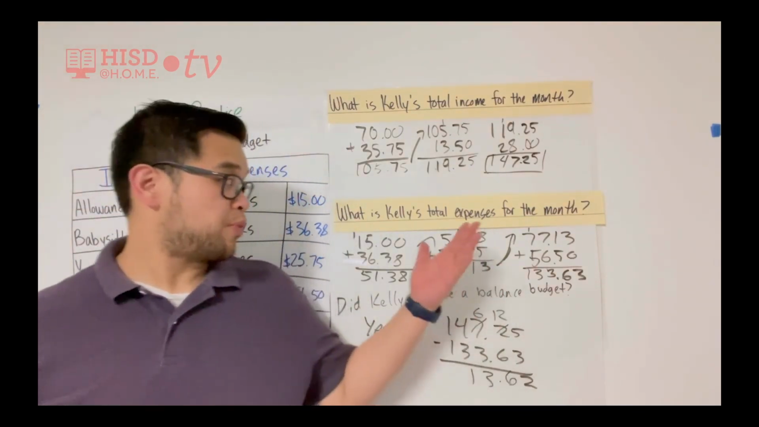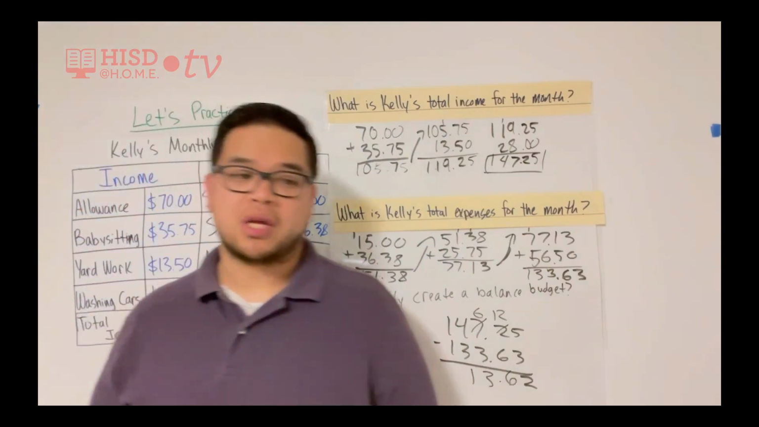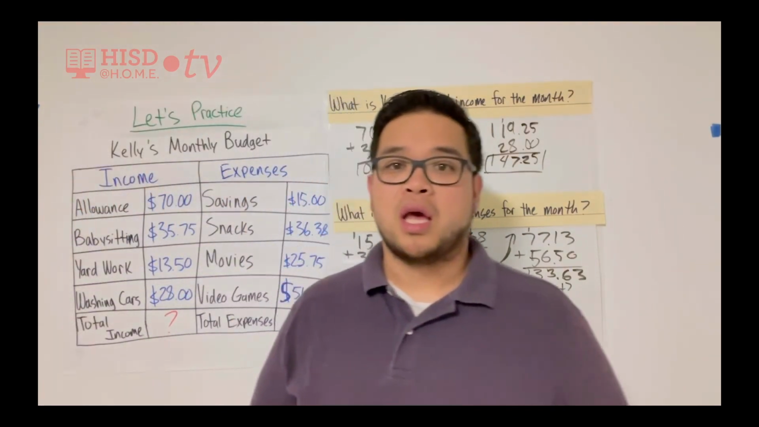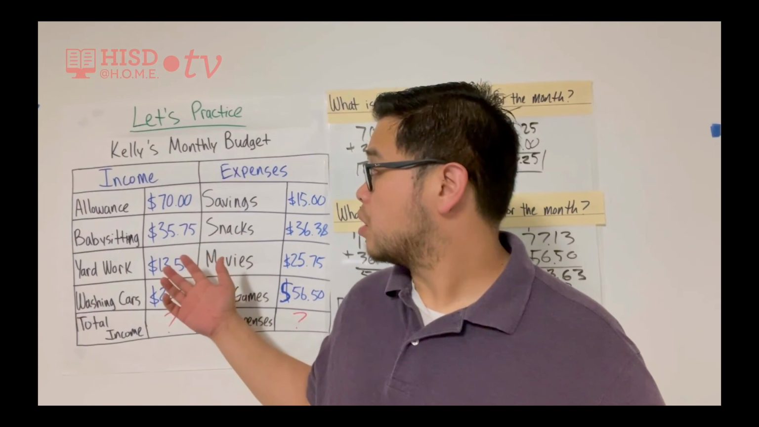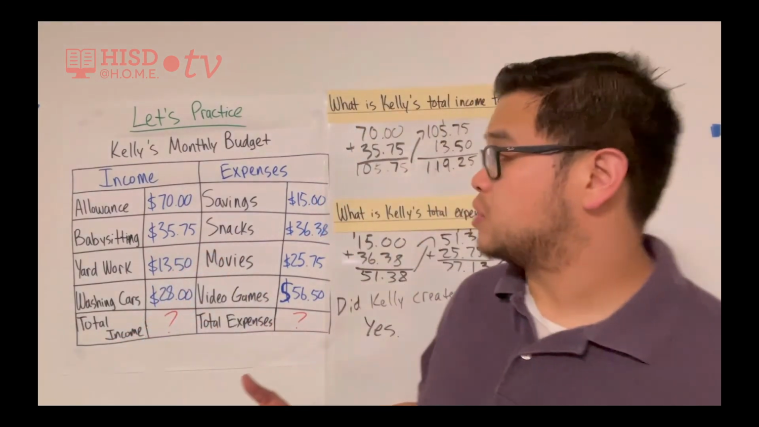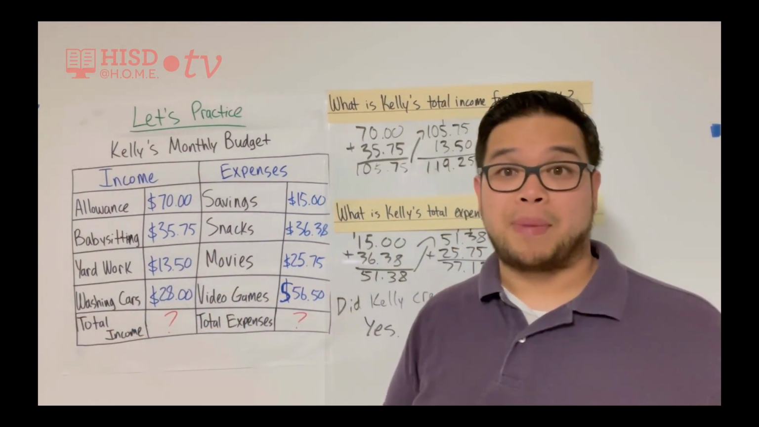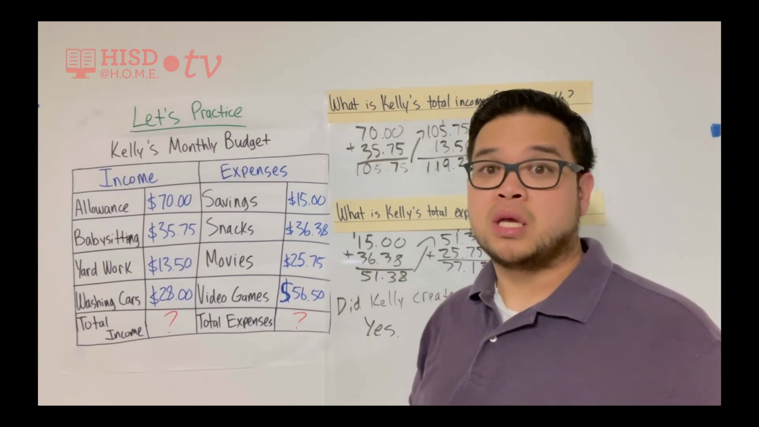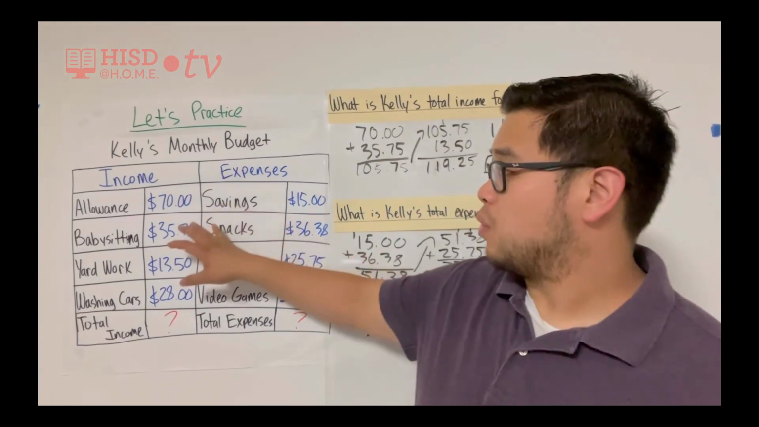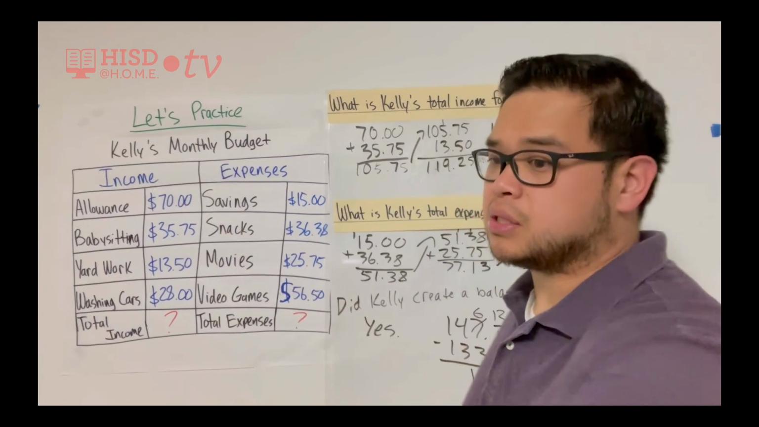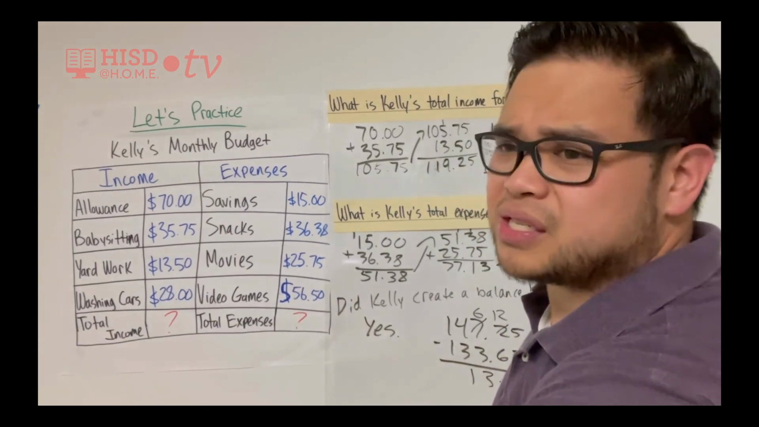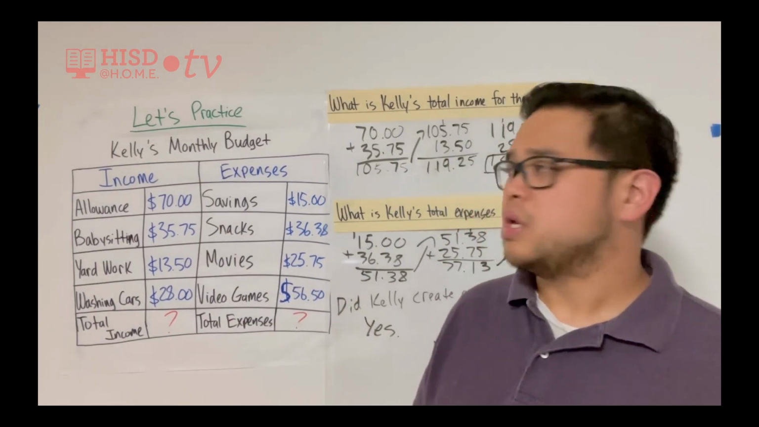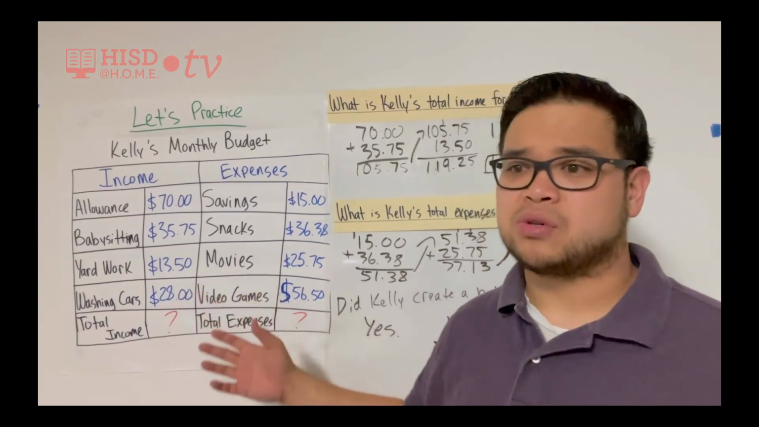So this was just a practice problem for you to look at and to practice. I'm going to go ahead and just recap what we talked about today. So we talked about a balanced budget. A balanced budget is something for us to have, so that way we can see our income and our expenses, and make sure our income and our expenses are equal.